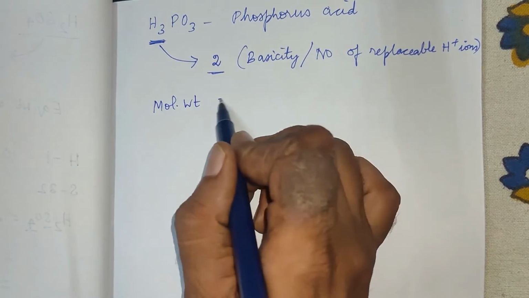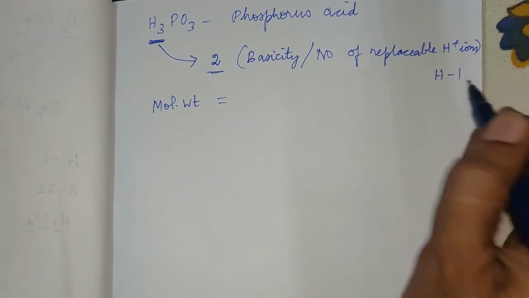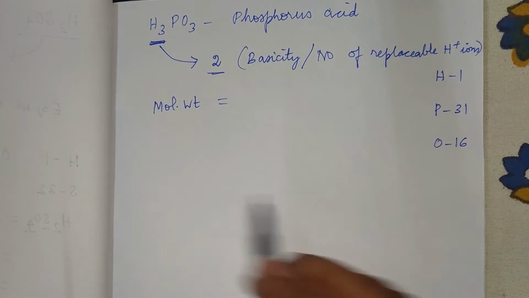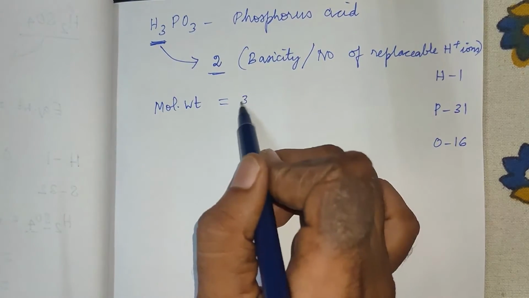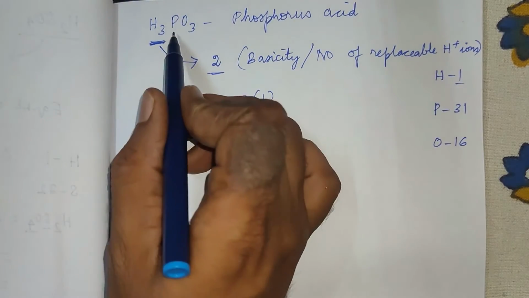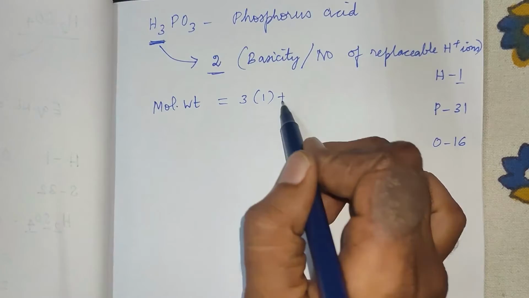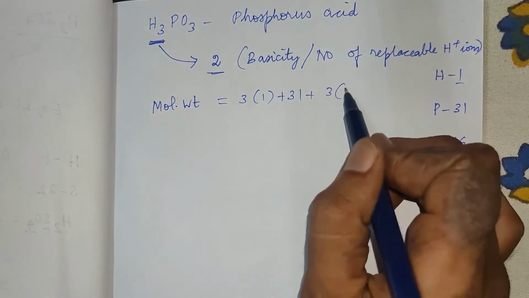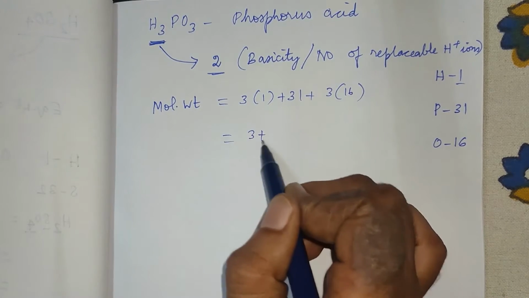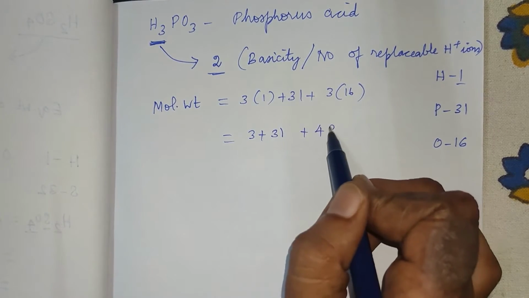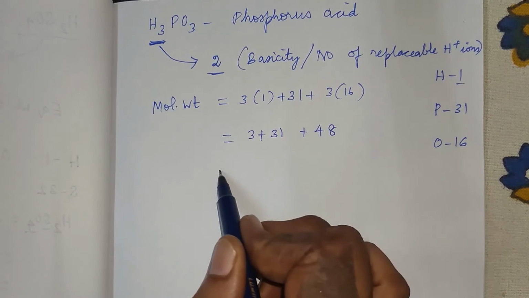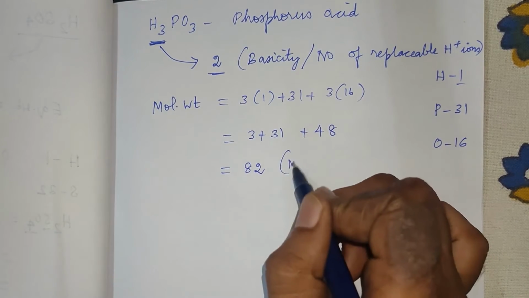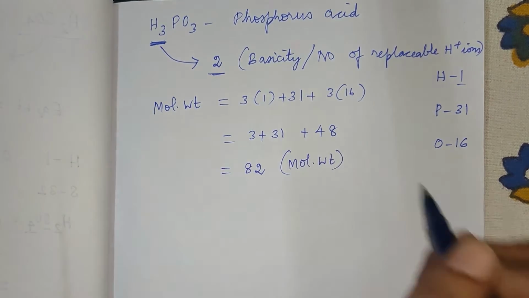Molecular weight of phosphorous acid. For hydrogen it is going to be 1 atomic mass, phosphorus 31, and for oxygen it is going to be 16. Here you have 3 hydrogen, so 3 into 1, you have 1 phosphorus, for 1 phosphorus it is 31. You have 3 oxygen, 3 into 16, so which is equal to 3 plus 31 plus 48. Now what is going to be the answer? Your answer is going to be 82. So in this case, the molecular weight of phosphorous acid is 82.